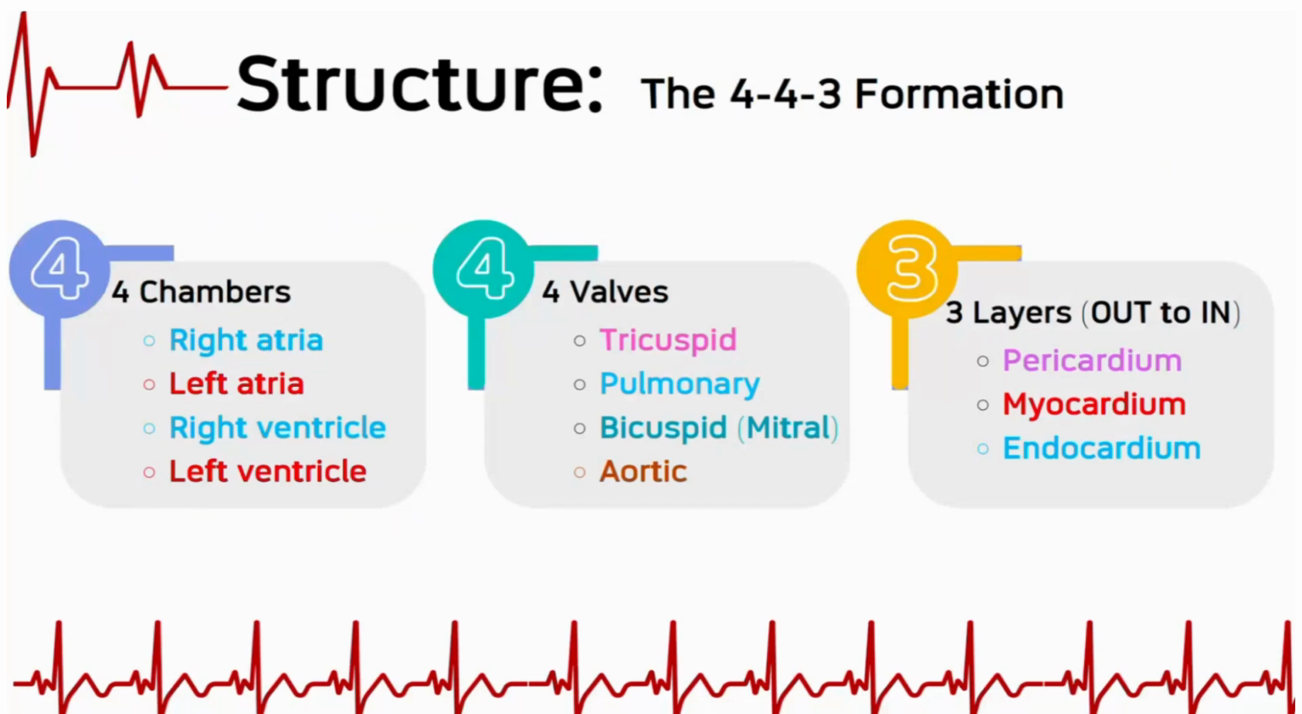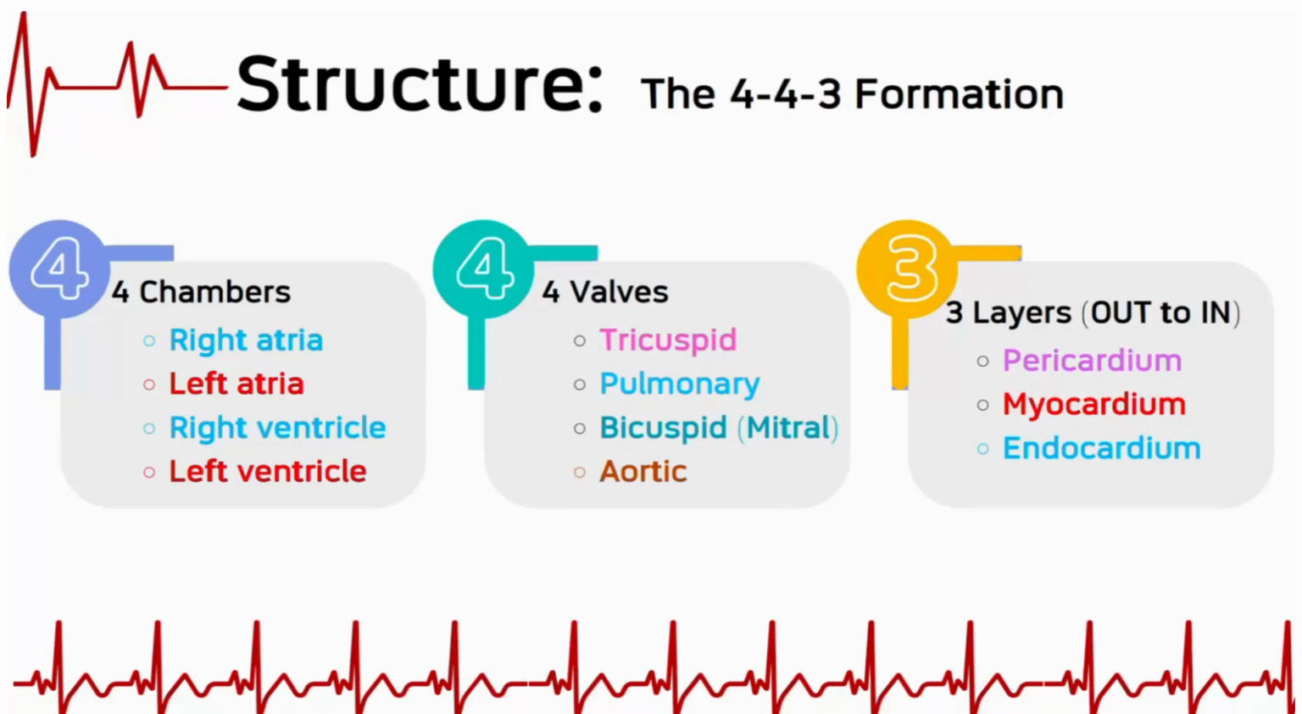So I like to think about the structure of the heart as the 4-4-3 formation. So adding a little football knowledge into this. So for any keen football fans out there, 4-4-3 is not a real formation, but it's a nice way to remember the very basic structure of the heart. Okay, so we have 4 chambers: right atria, right ventricle, left atria, left ventricle, 4 valves: tricuspid, pulmonary, bicuspid, and aortic, and 3 layers from out to in: the pericardium, myocardium, and endocardium.